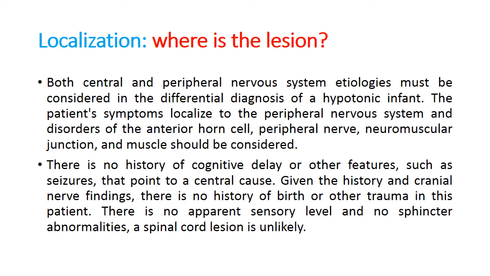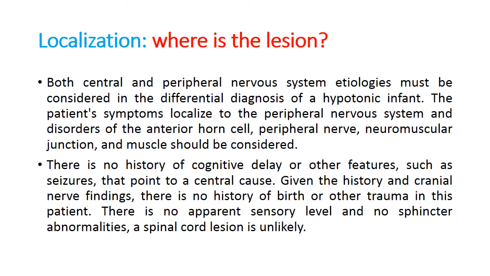We have diagnosed him as Floppy infant syndrome, but is it central hypotonia or peripheral hypotonia? Both central and peripheral causes must be considered in the differential diagnosis of hypotonic infant. The patient's symptoms localized to the peripheral nervous system, and the disorders of anterior horn cell, peripheral nerve, neuromuscular junction, and muscle should be considered. So our infant is a Floppy infant syndrome due to a peripheral cause of hypotonia.